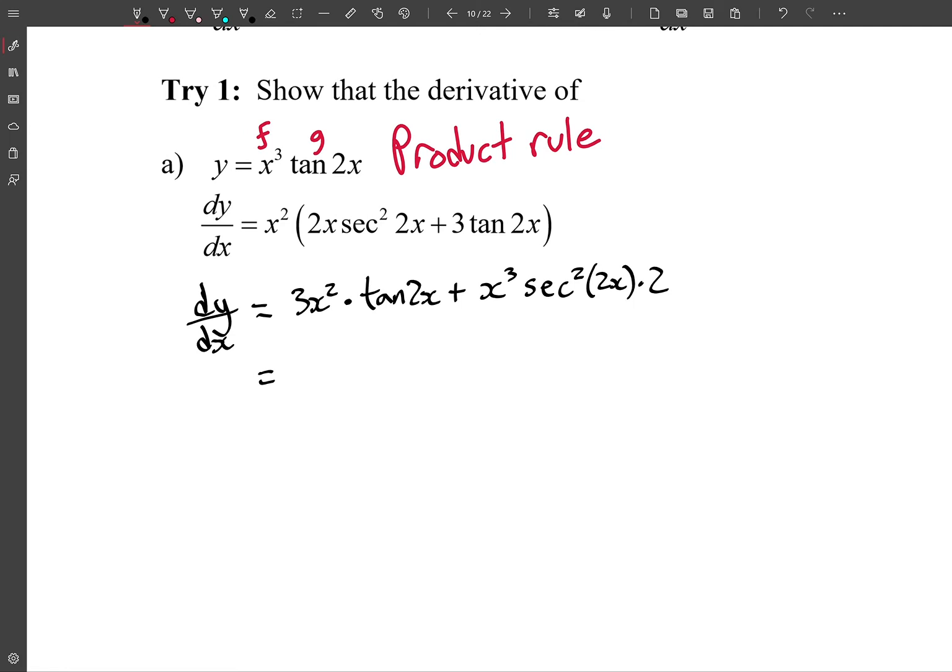So all I have to do now is simplify. This doesn't look the same as what they originally gave me, but I can adjust this a little bit. I can factor out an x squared. So if I factor an x squared out of both terms, then what I'm left with, if I rearrange my terms a little bit, put that secant squared term first, I get 2x secant squared of 2x plus, and if I factor an x squared out of that first term, I just get 3 tan 2x, which is exactly what I was looking for in the beginning. Piece of cake. Delicious, delicious cake. All right, let's try another one.